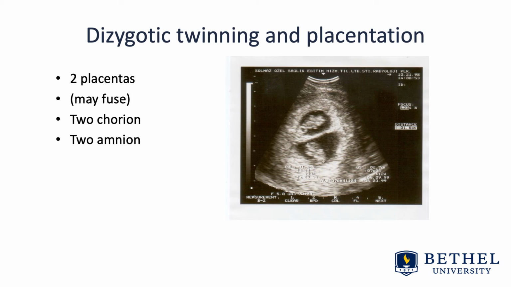So dizygotic twinning are fraternal twins, and their placentation means that we have two placentas that may appear fused, two chorions and two amnions. And you can see that in this picture here. You can clearly see that they're in separate sacs. You can also tell that it's a pretty thick septum separating these two, so it's unlikely that it's two amnions that are just touching because that septum is so thick.